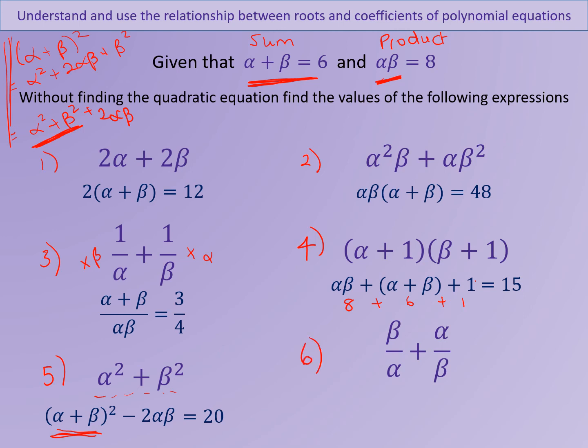Question 6. Similar to question 3 here, so we're going to multiply the fractions so they have the same denominator. So the first fraction will be multiplied by beta and the second by alpha. This takes us to alpha squared plus beta squared over alpha beta. Now because we've already worked out the numerator, we can take that from question 5. So that would give us 20 divided by 8, which reduces to 5 over 2.